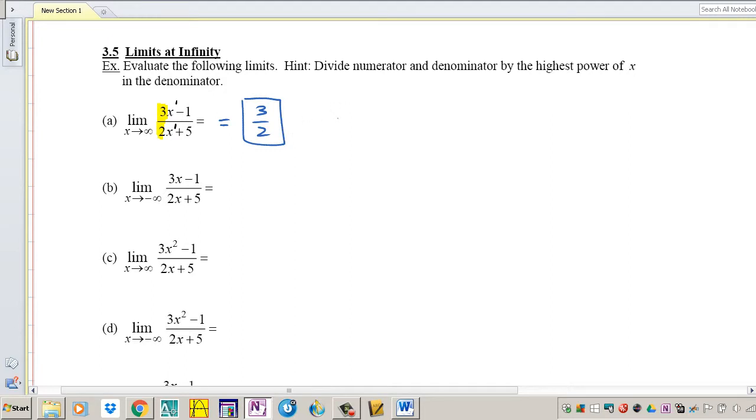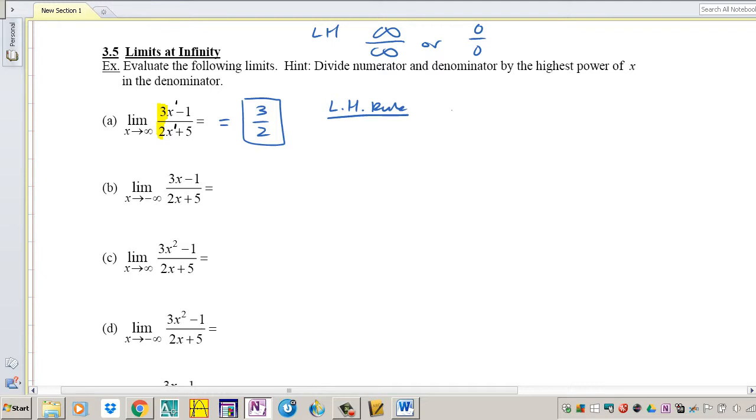You could use L'Hopital's rule. L'Hopital's rule says that anytime you get an infinity over infinity or 0 over 0, you take the derivative of the top and the derivative of the bottom and then reapply the limit until you get an answer. So you can repeat this process.